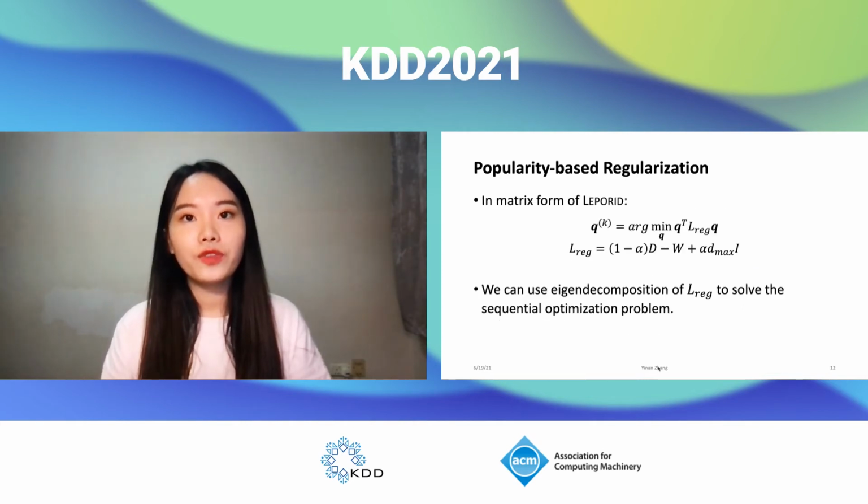In the matrix form of LAPRID, we define the graph Laplacian with popularity-based regularization, LREG. We can solve the sequential optimization using the same eigendecomposition procedure on LREG.